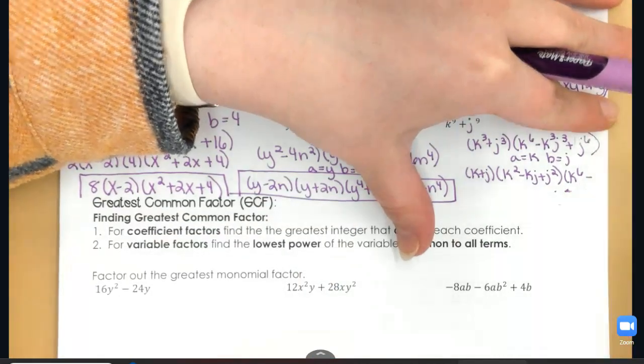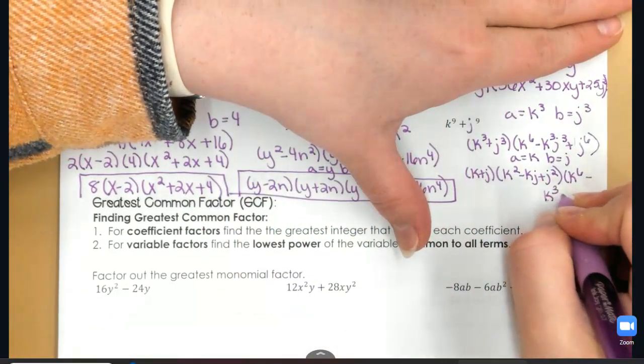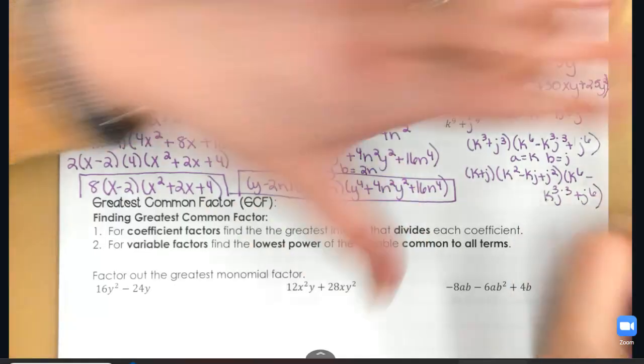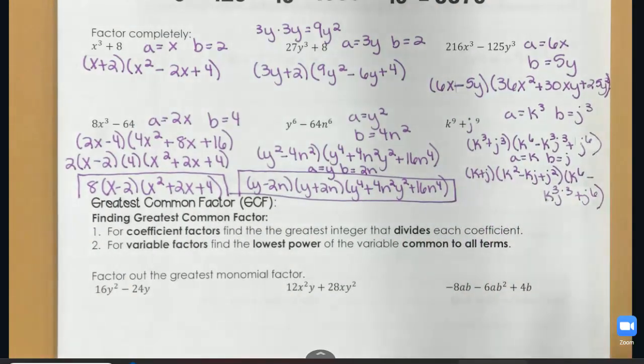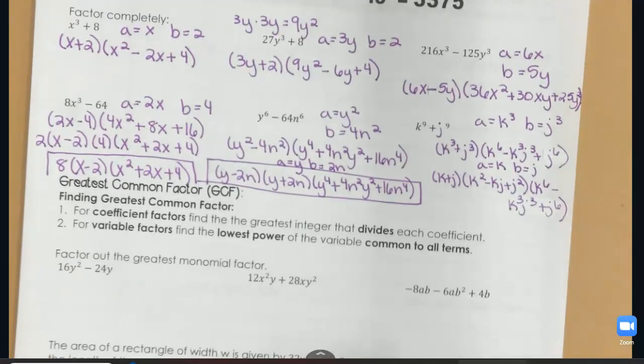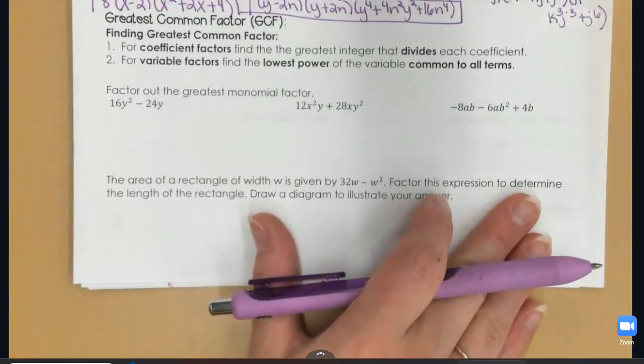K cubed plus j cubed plus j to the 6th. That whole thing is part of my answer. So that is your sum and difference of cubes. Next, we're going to talk about greatest common factor.